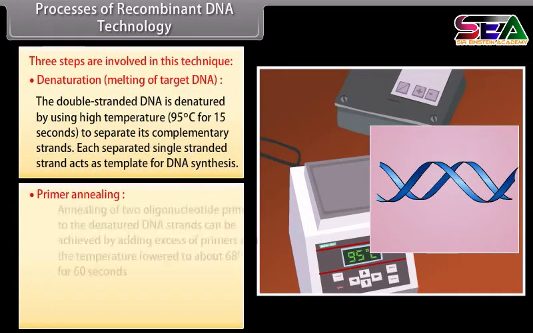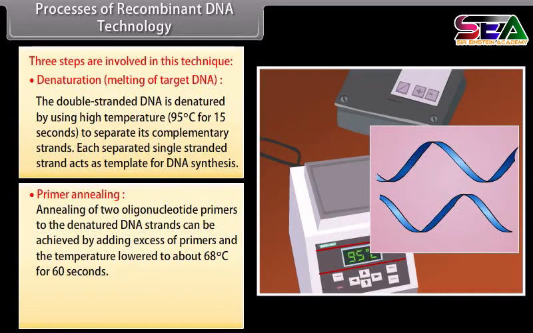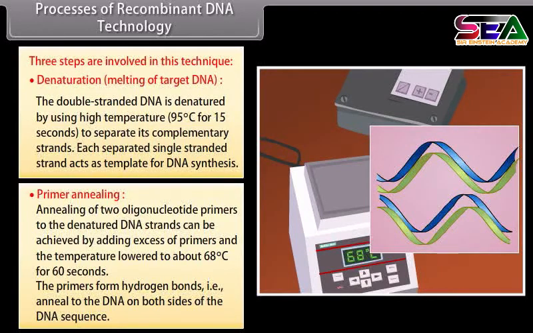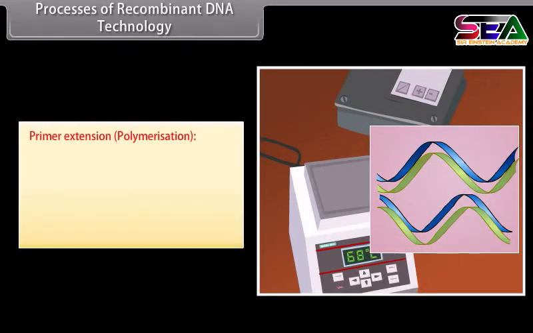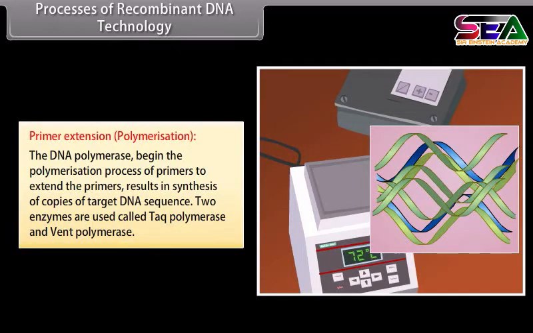Primer annealing. Annealing of two oligonucleotide primers to the denatured DNA strands can be achieved by adding excess of primers and the temperature lowered to about 68 degrees Celsius for 60 seconds. The primers form hydrogen bonds, that is, annealed to the DNA on both sides of the DNA sequence. Primer extension, polymerization. The DNA polymerase begins the polymerization process of primers to extend the primers, which results in synthesis of copies of the target DNA sequence. Two enzymes are used, called Taq polymerase and Vent polymerase.